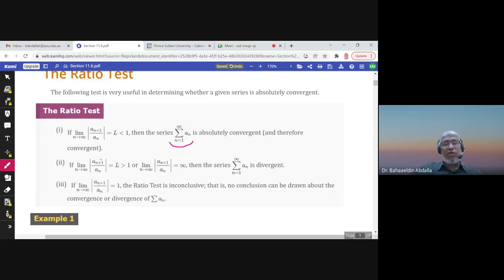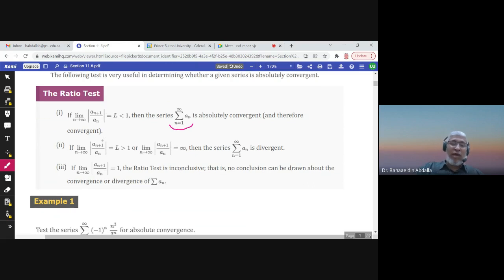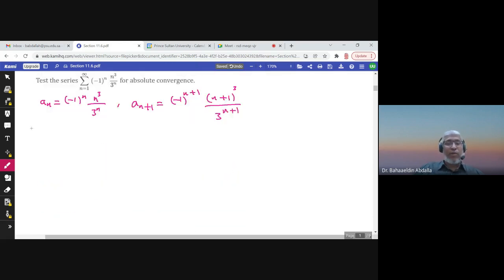And now the ratio test asks you to find the absolute value of a_{n+1} over a_n. So the absolute value of a_{n+1} over a_n would be the absolute value of negative 1 to the power n plus 1 times n plus 1 to the power 3 over 3 to the power n plus 1, divided by a_n. And a_n is negative 1 to the power n times n to the power 3 over 3 to the power n.